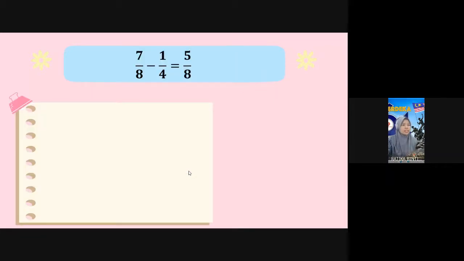So next. Okay, now I have this number sentence. 7/8 minus 1/4 is equal to 5/8. Sekejap okay. Okay. 7/8 minus 1/4 is equal to 5/8. Okay, now class. Operation involved. What is the operation in the number sentence? Minus. Yes, minus or subtraction. Okay, subtraction.